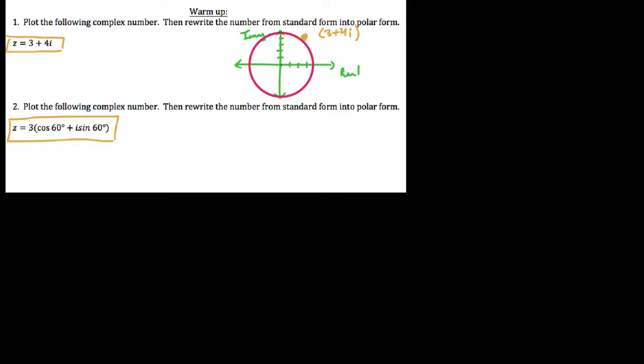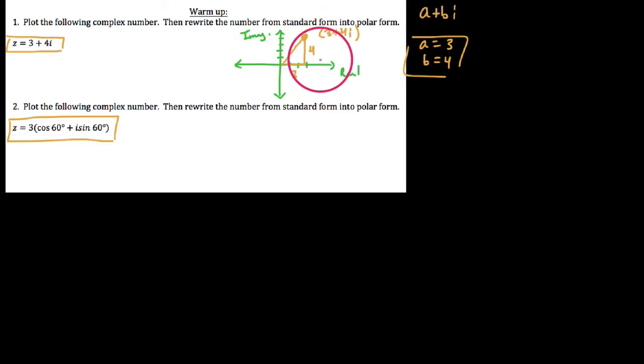With respect to this number, what we're attempting to do is put it into polar form. In terms of polar form, we already know the values of x and y here. Actually, I shouldn't use x and y. In a plus bi, our a value here is 3, and our b value here is 4. Using these values, the two values we're seeking are theta and r.